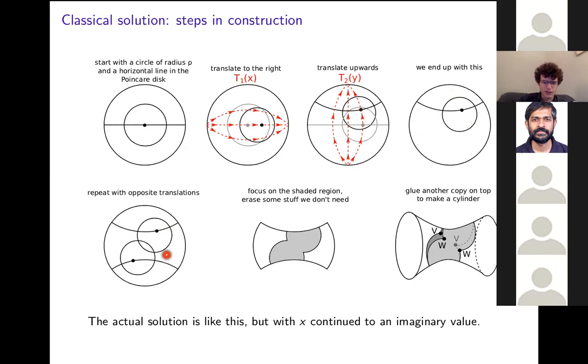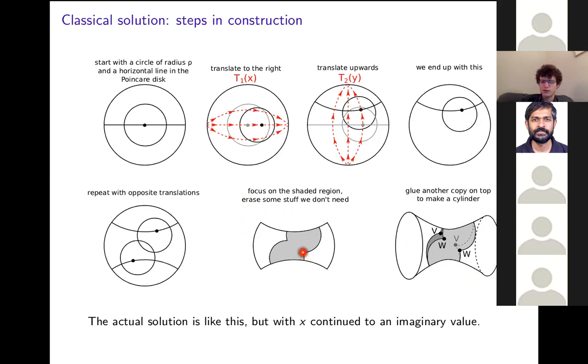Now, if you take this diagram here and just focus on the shaded region, the region inside these circles and inside the horizontal lines, you get some shaded region here. And now we take two copies of this thing, and glue them together along the horizontal lines. That makes something with the topology of a cylinder, and it looks sort of like this picture I drew on the right here.